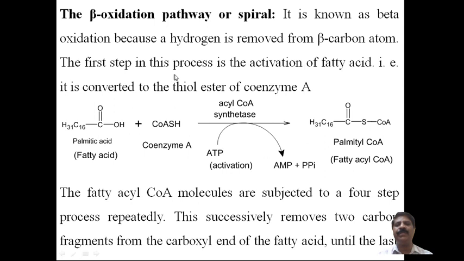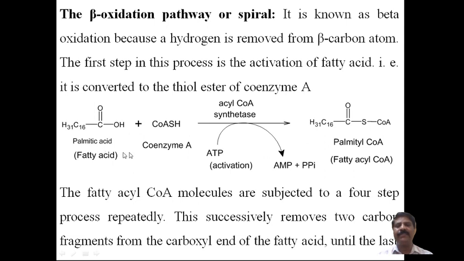Now the first step in this process is activation of the fatty acid. How is the fatty acid activated? It is converted into a thiol ester of coenzyme A. Here the fatty acid we generally take as RCOOH, or palmitic acid as a specific example. It is generally an even number of carbon atoms, more than 10, a long chain aliphatic monocarboxylic acid called a fatty acid.